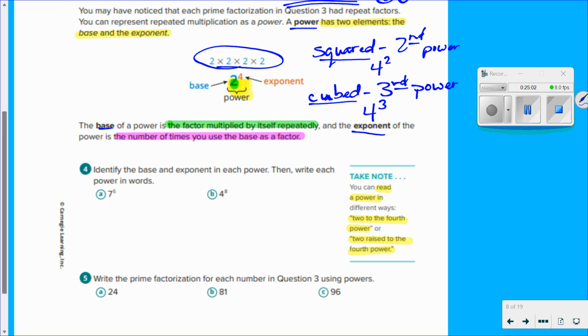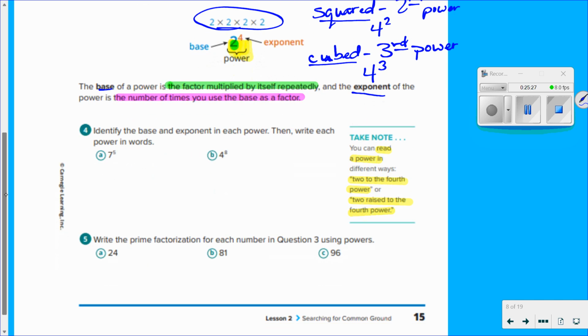Okay? So add those two notes in, because you're going to hear those terms a lot when we talk mathematically. We will say the term squared or cubed. We're talking specifically about exponents. Squared is specifically to the second power. Cubed is specifically to the third power. Okay, those are the only ones that have special words for them. We don't have special for fourth or any others. So now we have two additional pieces we need to do. We need to identify the base and exponent in each power, then write each power in words. So you got two parts. Identify base and exponent, and then write them in words.